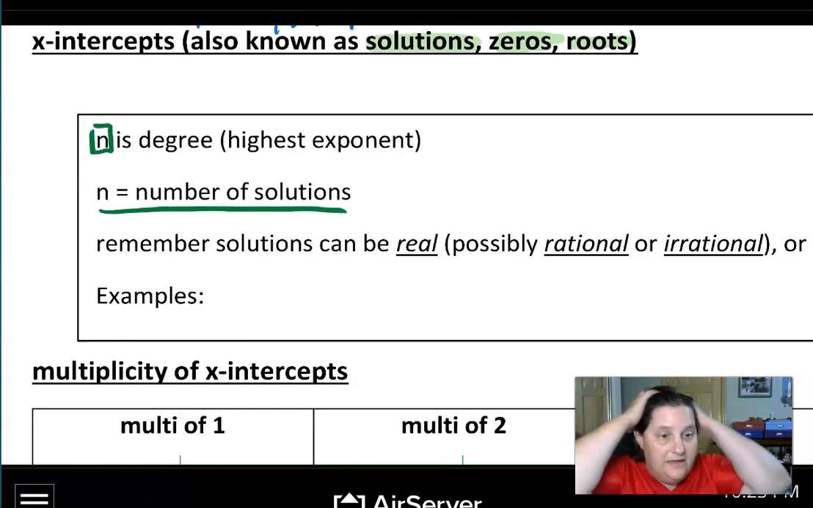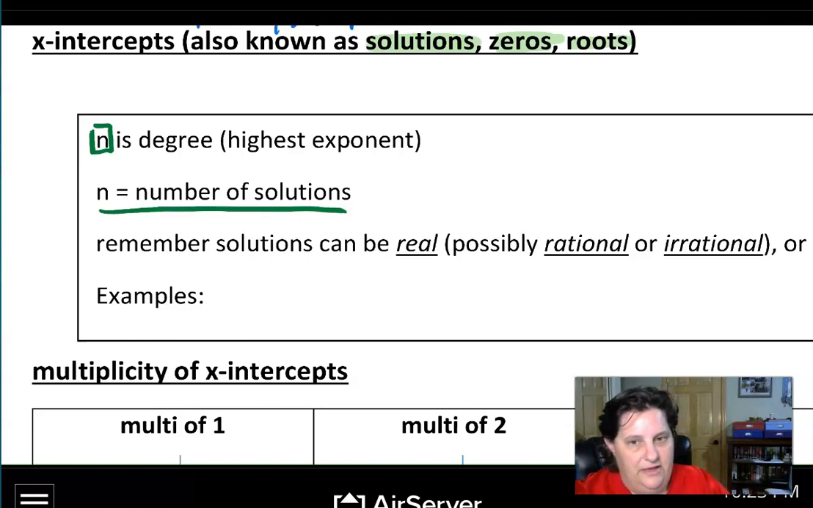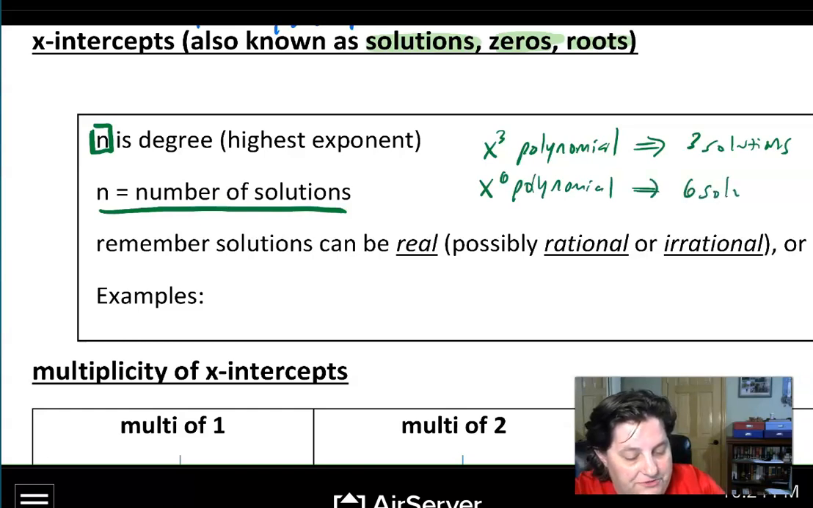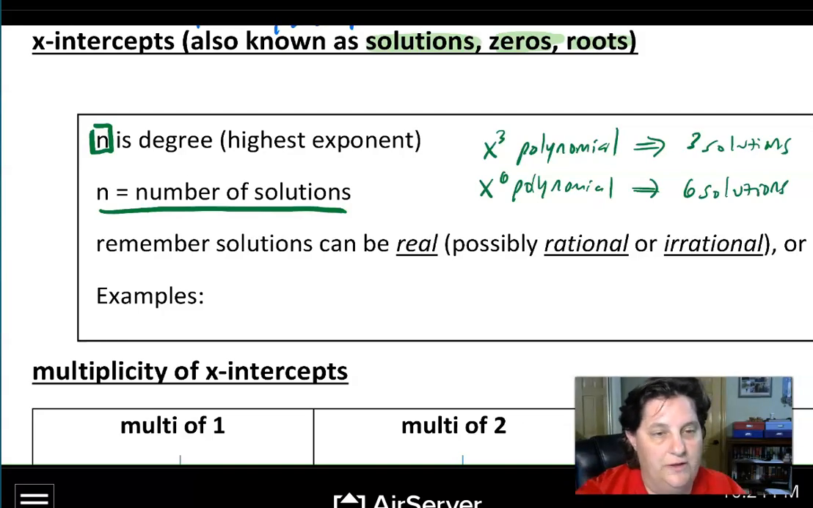Always. Okay, if you have an x to the third polynomial, you will have 3 solutions. Okay, if you have an x to the 6th polynomial, you will have 6 solutions. For sure, 100%. You just will.